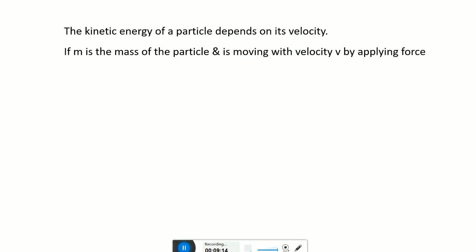If m is the mass of the particle and it is moving with velocity v by applying a force, then the kinetic energy K is equal to 1/2 m v square. In vector form, this v square can be written as vector v dot vector v, meaning K is equal to 1/2 m vector v dot vector v.